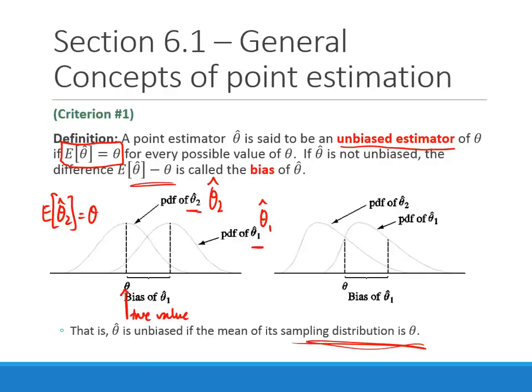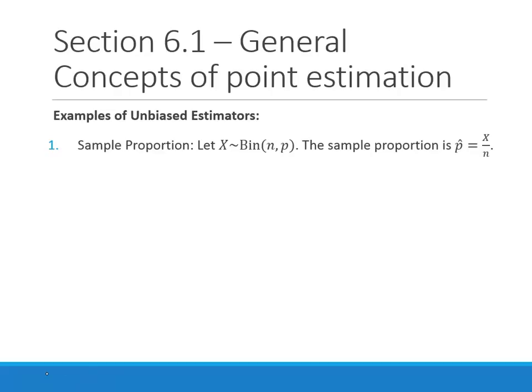So the main way you'll check this is to calculate the expected value of the estimator and see if that's equal to the parameter you're looking for. Okay, so let me do a few examples of this. Show you some examples of unbiased estimators.